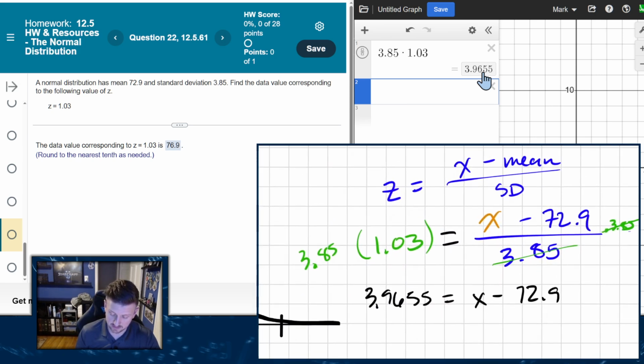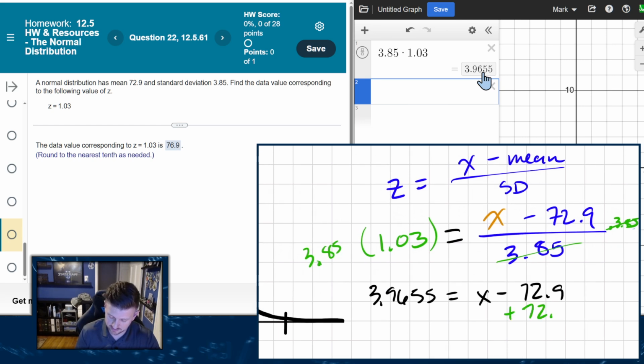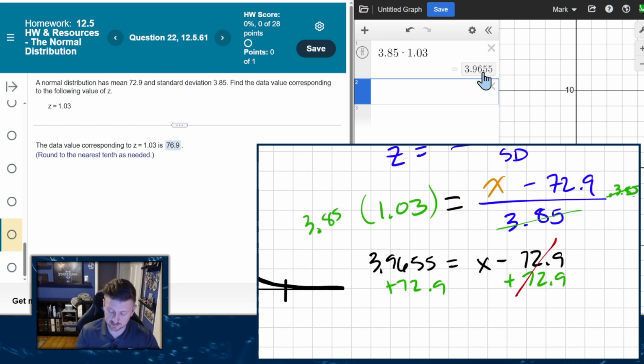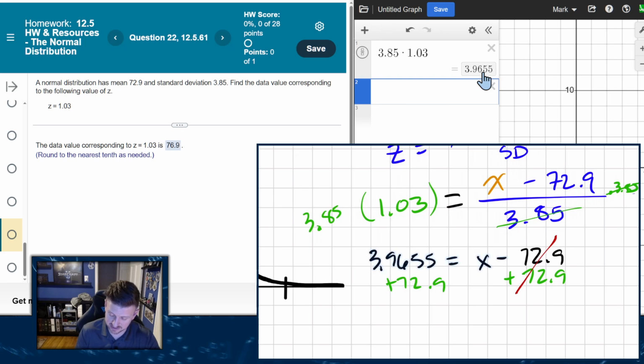Like we said a second ago, multiply by the standard deviation. Now we're going to add the mean. So I'm going to add 72.9. And this 72.9 minus 72.9 adds to 0. That's why that works. And x plus 0 is just that x.